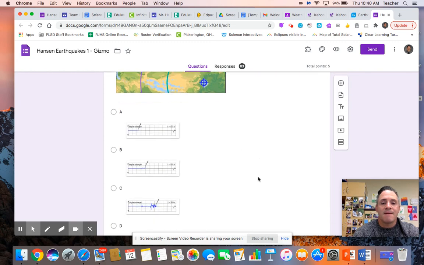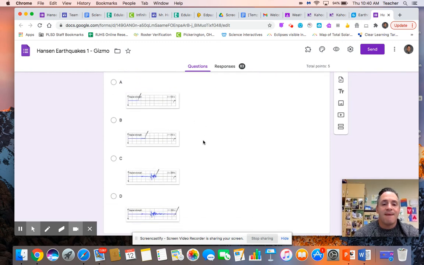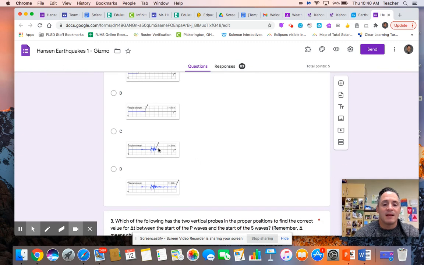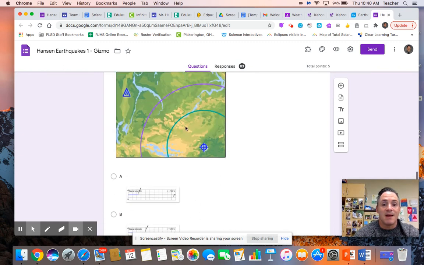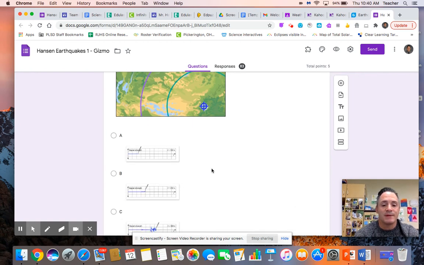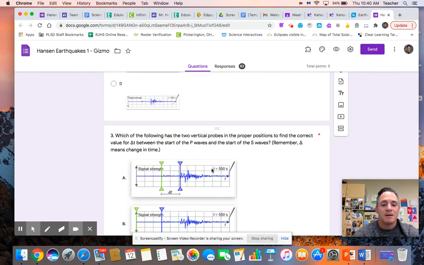All right. So, squiggly lines, squiggly lines, squiggly lines. Think about it. The waves haven't arrived yet. Nothing has happened yet. Should be pretty easy.